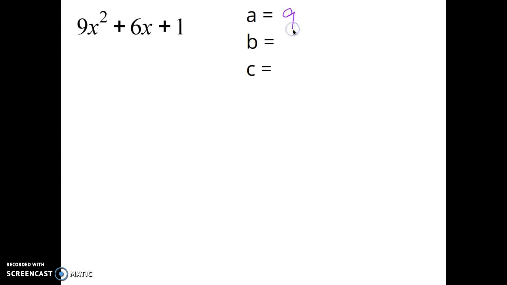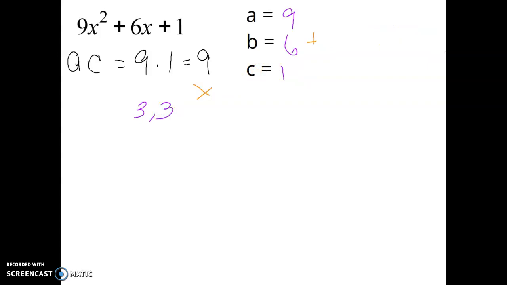Right, A is 9, B is 6, C is 1. All right, so when I multiply A and C together, A and C is going to be 9 times 1, which is 9. All right, so I want two numbers that multiply together to be 9 and add together to be 6. Run through your times tables, two numbers that multiply together to be 9 and add together to be 6. All right, you should have found 3 and 3.